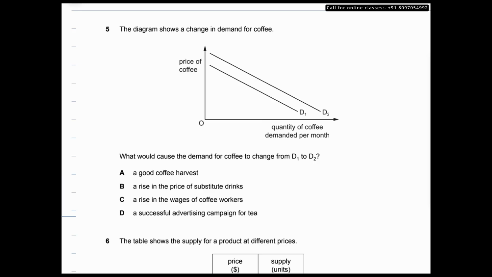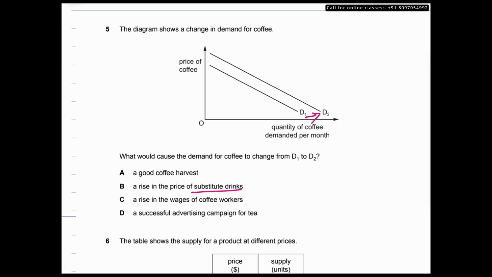Now, this shift in the demand to the right is giving us the information that consumers are finding coffee more attractive or more affordable, correct? And if there is a rise in the price of a substitute commodity, maybe there's an increase in the price of tea or maybe some energy drinks or any other drink that could serve the same purpose, then coffee would become more attractive, cheaper, and hence consumers would want to switch over to coffee, causing the demand curve to shift to the right.